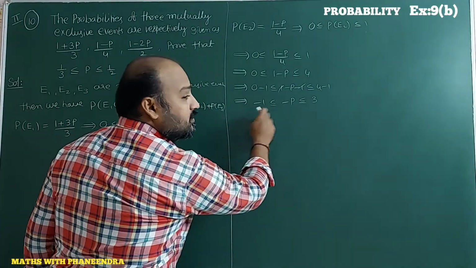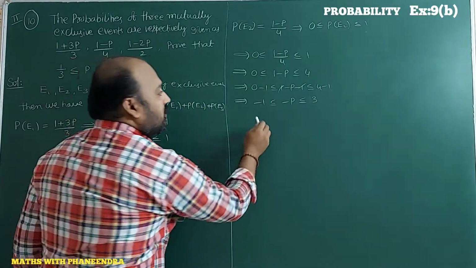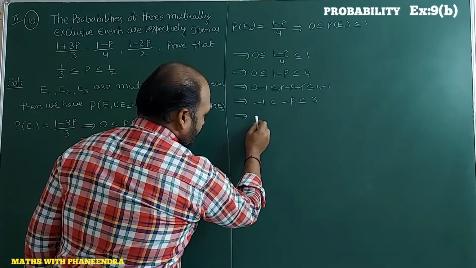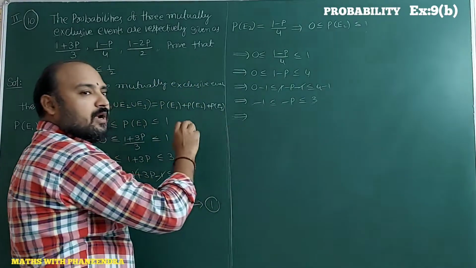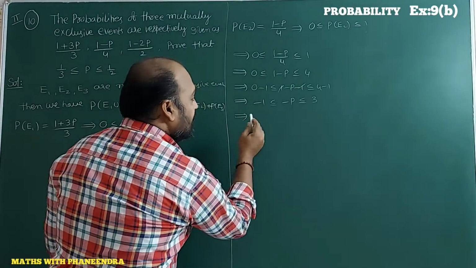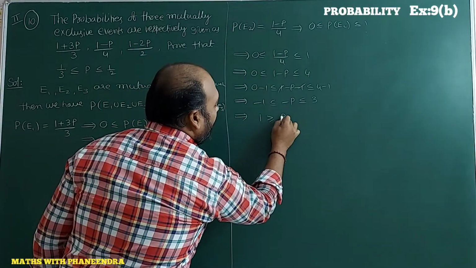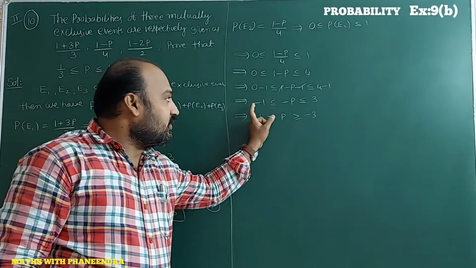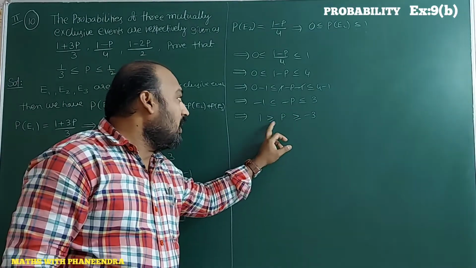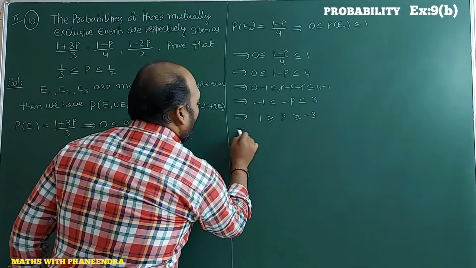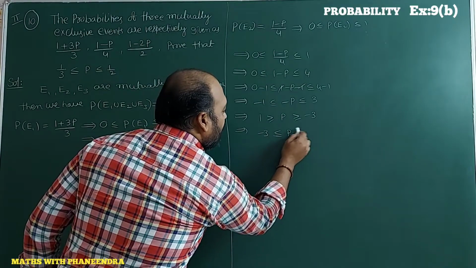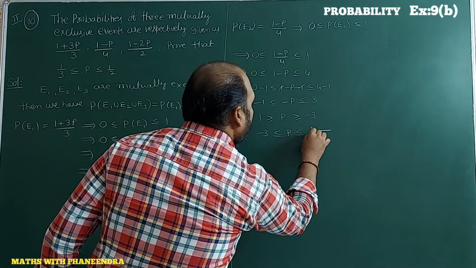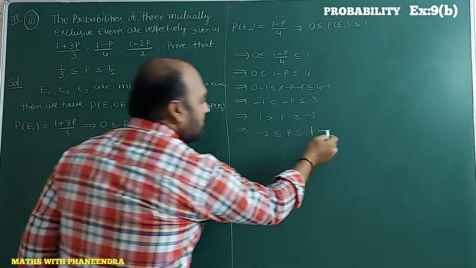Minus 1 is less than or equal to minus p. If you remove the minus here, write the reverse. Whenever you are multiplying by minus, the inequality will change. 1 is greater than or equal to p is greater than or equal to minus 3. Whenever you are multiplying by minus, every term of this inequality will change. So after that we can write minus 3 is less than or equal to p is less than or equal to 1 only, no? So keep that as equation number 2.